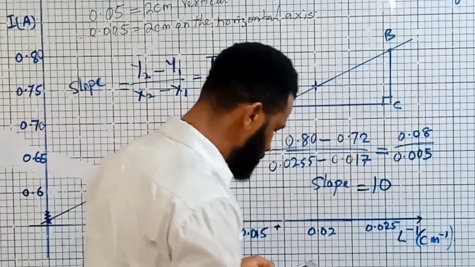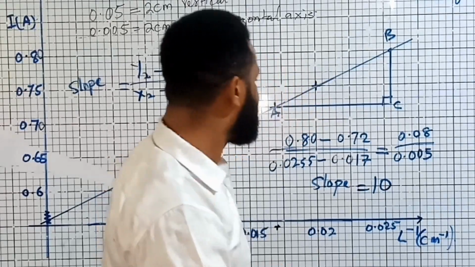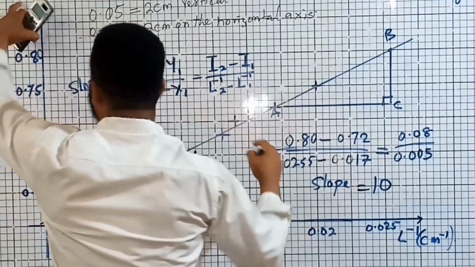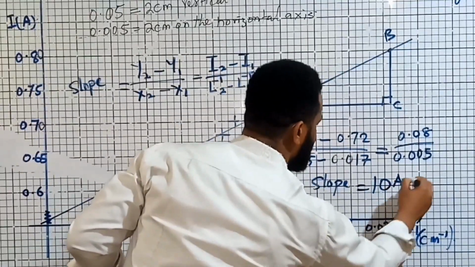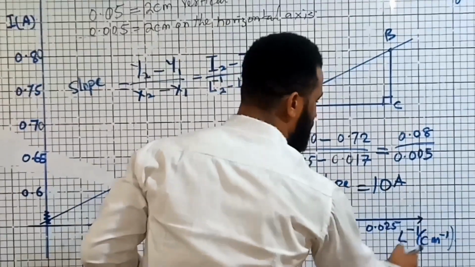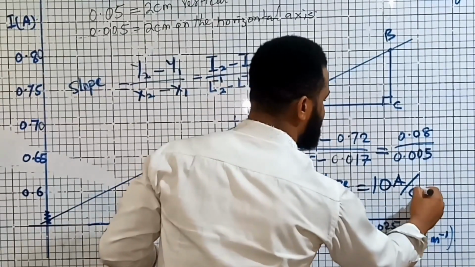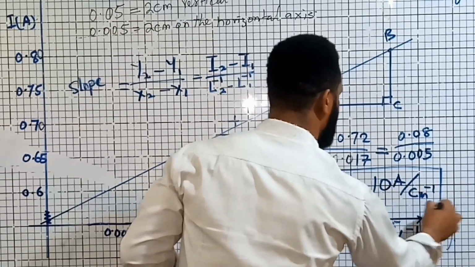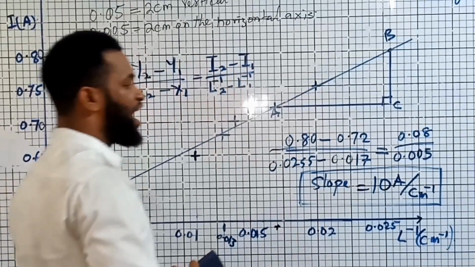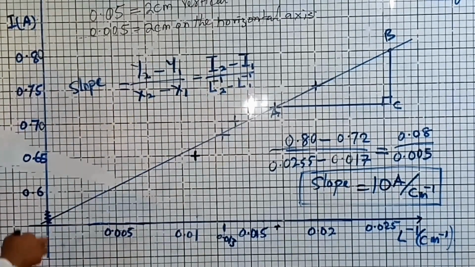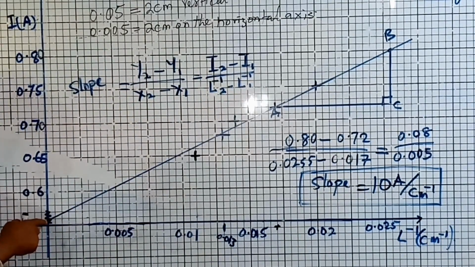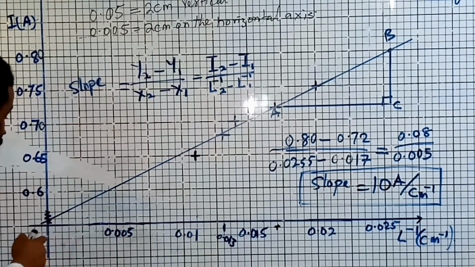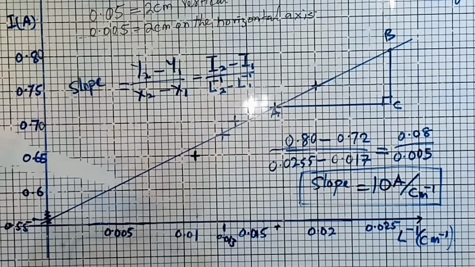Now, so 10, what is the vertical axis? Current. I'm going to write A. Then what do I have on the horizontal axis? Cm inverse. This is my slope. Now, there is something that they may ask you, to find the intercept on the horizontal axis.